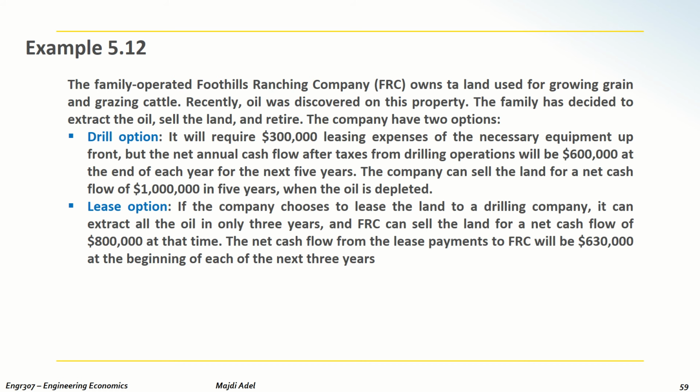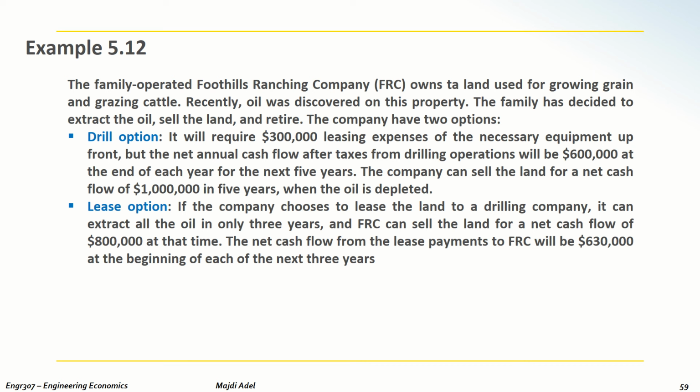Now the drill option will require $300,000 in leasing expenses of the necessary equipment, because to extract the oil they need specialized equipment. They will lease the equipment, not buy it, and it will cost them $300,000 up front, regardless of how long they use the equipment. But the net annual cash flow after taxes from drilling operations will be $600,000 at the end of each year for the next 5 years.